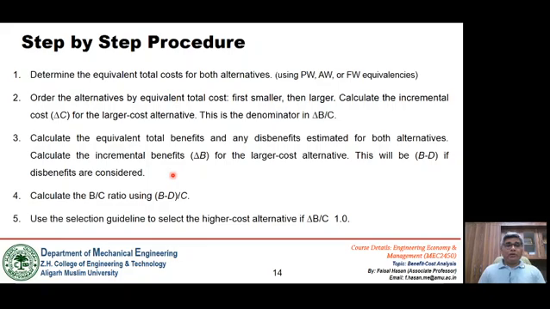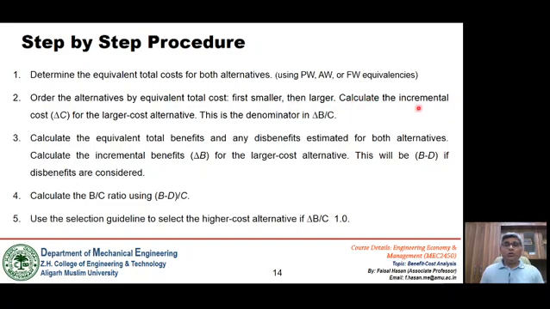Now the process is somewhat what we discussed in part 1 of the lecture. But here, first of all, on similar lines we determine the equivalent total cost for both alternatives using present worth, annual worth or future worth equivalencies, as we did in the previous case. Order the alternatives by equivalent total cost: the least cost is written first and the project with the highest associated cost is written last, that is, first smaller then larger, and so on.